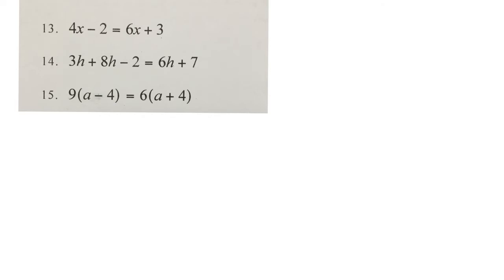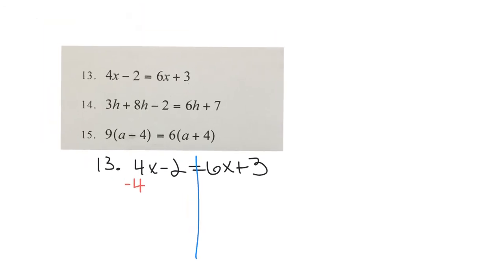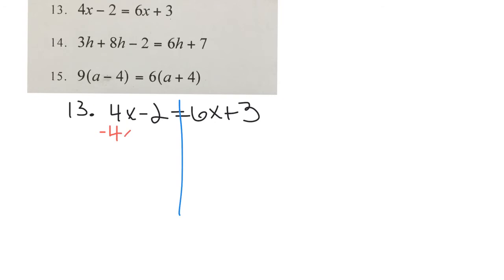Okay, and these will be the last three for this video, and I'll do 16 through 31 on the next one. So number 13. Here we have variables on both sides of the equal sign. So my goal is to get the x's on one side and the numbers on the other. So to do that, I like to keep my x's positive, so I think I'll subtract the 4x. Subtract the 4x from both sides, and I get negative 2 equals 2x plus 3.